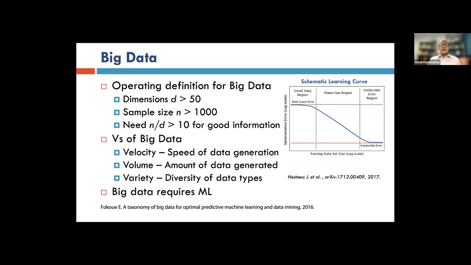And then, of course, there's the classic V's of big data: velocity, volume, variety. And I think there are many, many other V's that have been subsequently added. And you can see that the big data space really benefits from AI and ML.